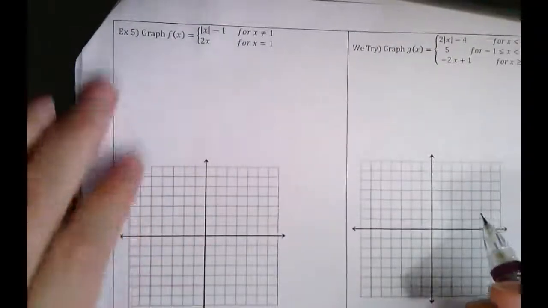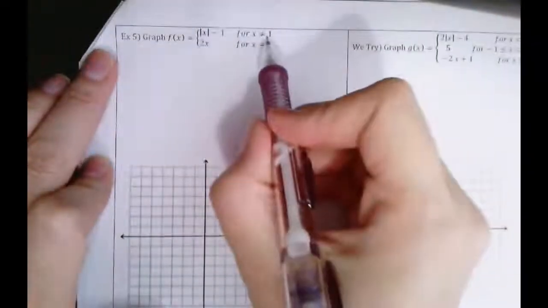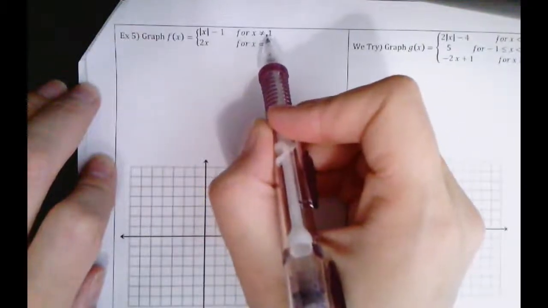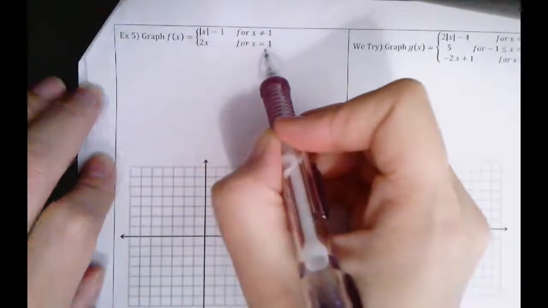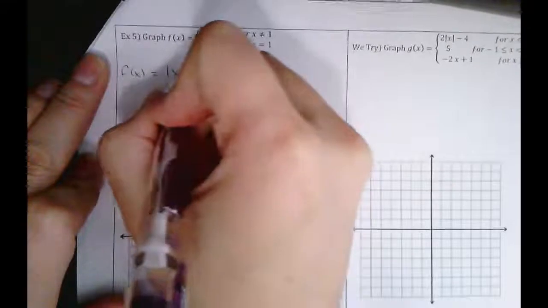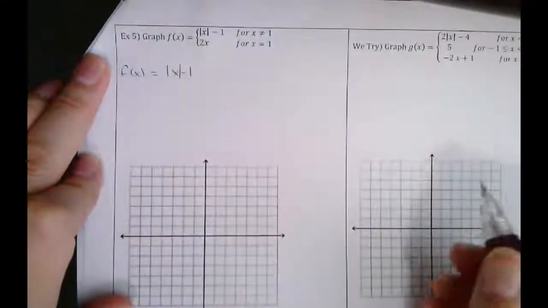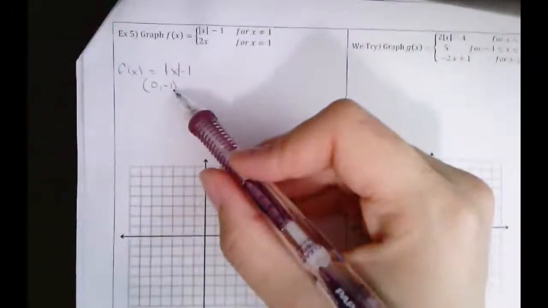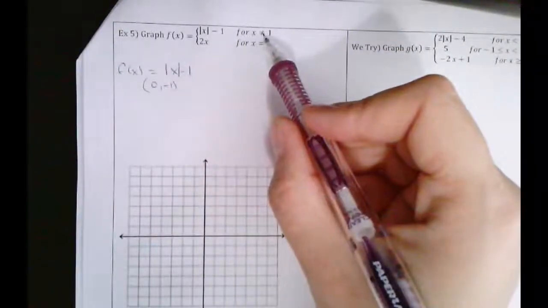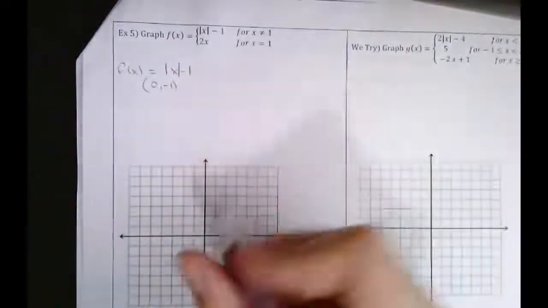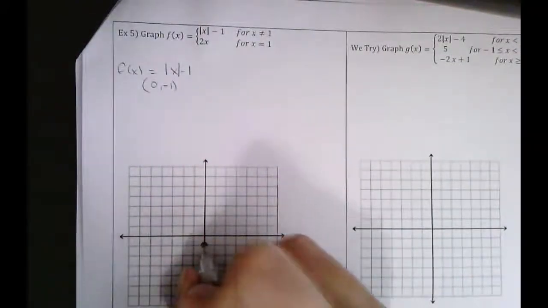All right, this is one of the not equal to ones. So remember, whichever one says not equal to, that's going to be the majority of the graph. It's just going to have a hole in it. And then this point is just going to be a point. So looking at the absolute value function, which is going to be the majority of the graph, the vertex is (0, -1). You want to make sure that that's not the hole of the graph. The hole is at 1. We have 0, so that's fine. So (0, -1) is our vertex.